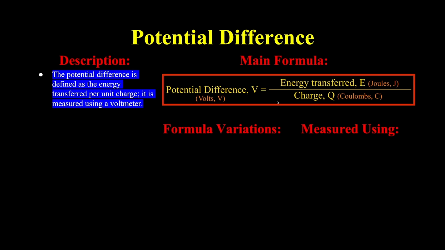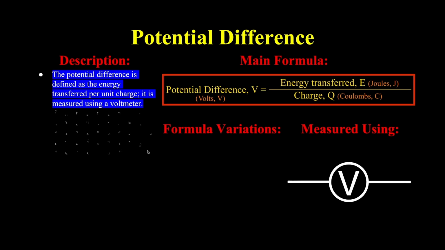The electric charge is measured in coulombs. Its unit symbol is C and its equation symbol is Q. The potential difference is measured in volts. Its unit symbol is V and its equation symbol is also V. And the energy transferred is measured in joules. Its unit symbol is J and its equation symbol is E. Potential difference is measured using a voltmeter, and this is the component symbol for a voltmeter as we saw in the previous video.